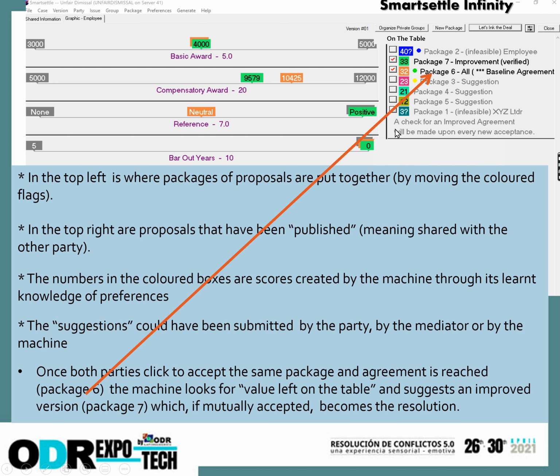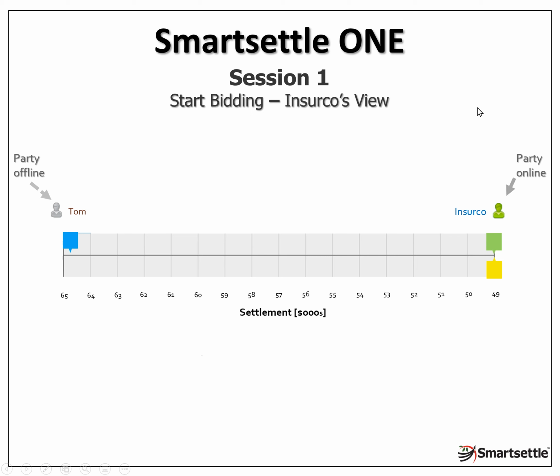Now at any time when both parties inform the system that they find a package acceptable, if both click and find the same one acceptable, then the system declares an agreement or a baseline agreement. It says baseline because it then hasn't finished. It then looks to see if it can find any value left on the table, and that can then offer an improved package that it believes is more likely to be acceptable to both sides. It's then up to the parties to either accept that improved package or stick with the baseline agreement. So that very briefly is Smartsettle Infinity.